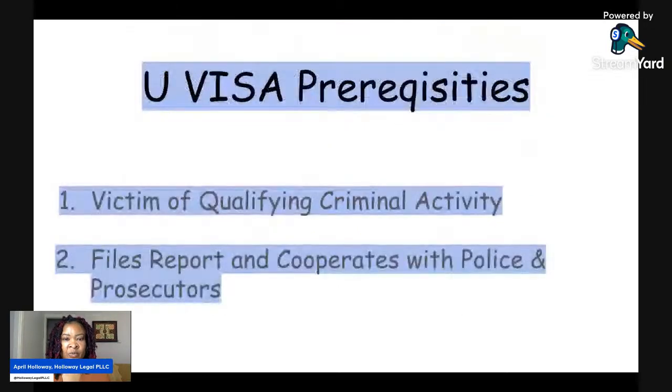Now, a U visa requires that you be a victim of a qualifying criminal activity, either in the United States or on a U.S. territory, and that you file a report and/or cooperate with the police and prosecutors. So even if you aren't the original person who made the call to the police officers, if you cooperate with the police and prosecutors in their investigation, you can still get a U visa. Let's do a more in-depth look at number one, qualifying criminal activity.